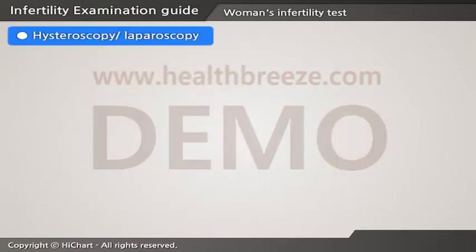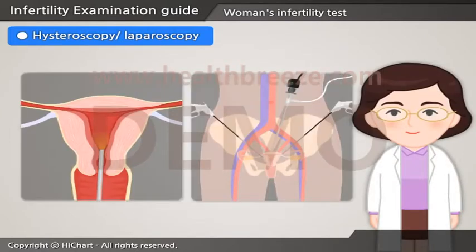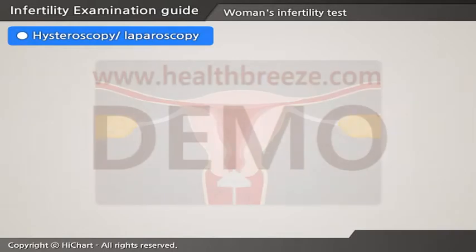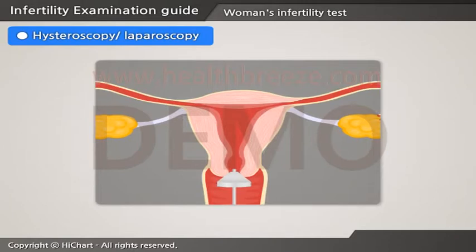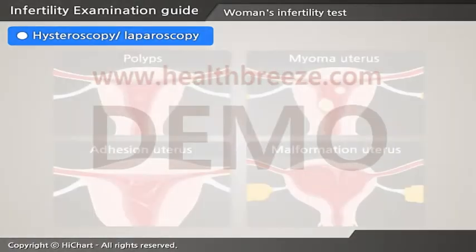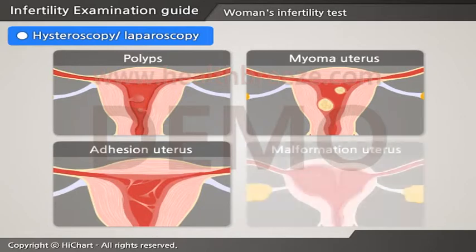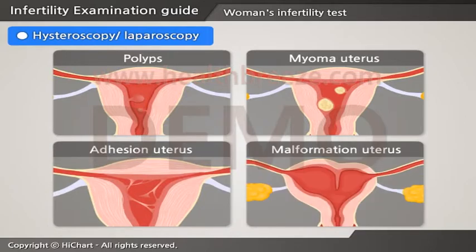Hysteroscopy, laparoscopy. These tests are run if there is a suspicion or necessity. They check for abnormality and surgically treat it at the same time. Hysteroscopy is done by filling the inside of the uterus with saline solution and inserting an endoscope to check for abnormality and correct it by performing surgery on polyps, myoma, adhesion in the uterus, or deformity that may be the cause of infertility.